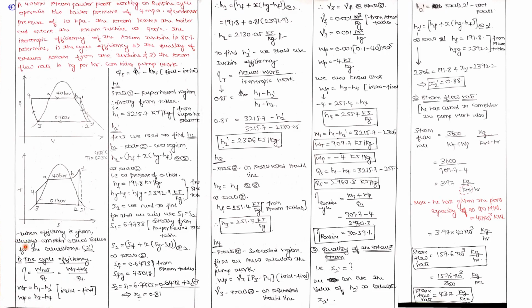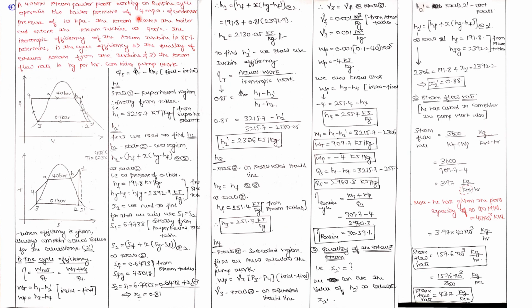Hello everyone. So one more problem on the Rankine cycle we shall try to discuss today. The problem statement is given like this: a 40 megawatt steam power plant. That means he has given the net work output from the steam turbine power plant, which is 40 megawatt, working on a Rankine cycle. Operates between the boiler pressure of 4 megapascal.